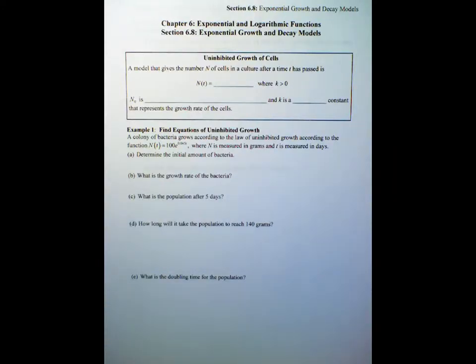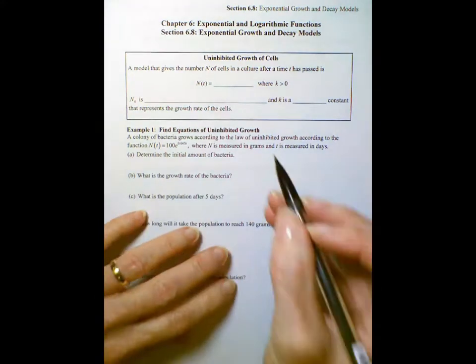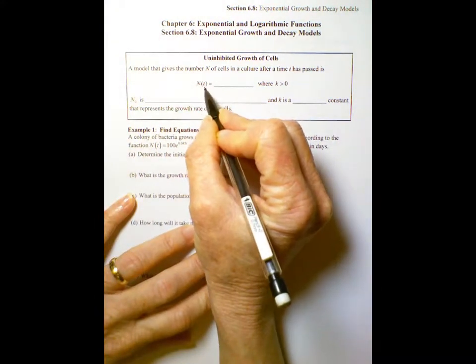Our last section in Chapter 6 is 6.8. It's another application of exponential growth and decay models. So, when we talk about uninhibited growth of cells, a model that gives the number of cells in a culture after a time t has passed is N of t. Now, it's in function notation.